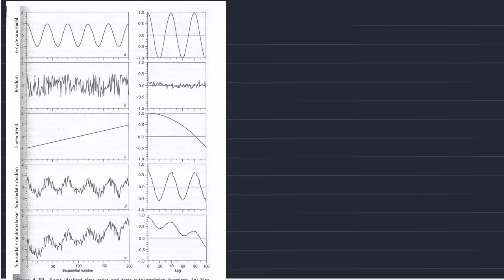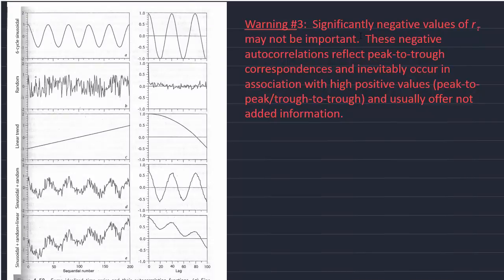So this brings us to another warning, in that significantly negative values of the autocorrelation may not be important. These negative values reflect autocorrelations between peaks and troughs, and they inevitably occur with high positive values, as shown by this example. So the strong negative values may not always provide any new information in your autocorrelation function. You should keep that in mind when you're doing this sort of analysis.